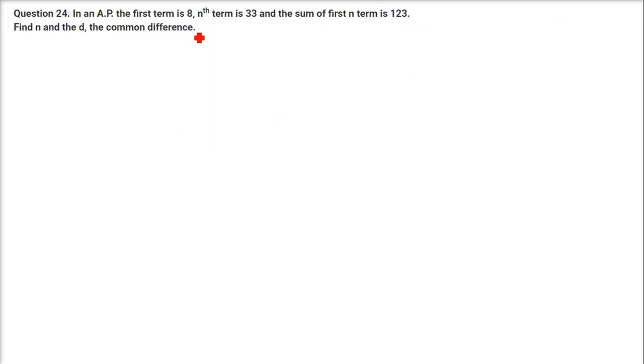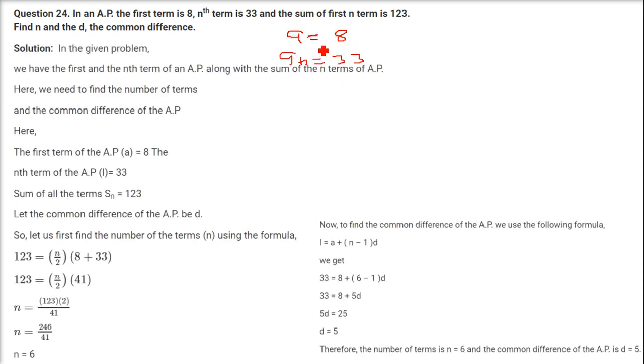In an AP, the first term is 8, the nth term is 33, and sum of first n terms is 123. Find n and the common difference. So the first term a is given, 8. an is given as 33. a and an are given. The sum of first n terms is also given. Now let us take the nth term as the last term, so we can find out n.